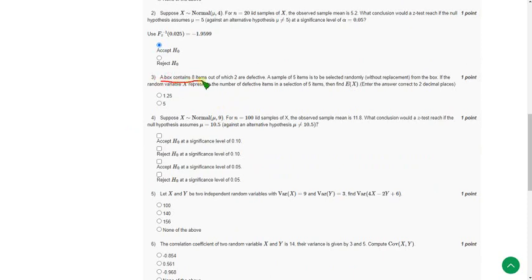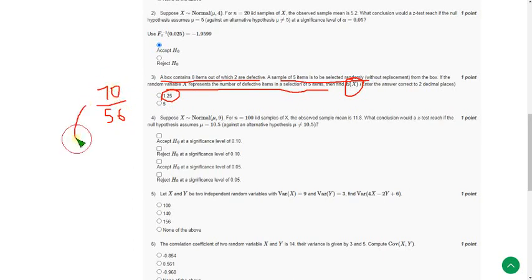A box contains 8 items out of which 2 are defective. A sample of 5 items is to be selected. The random variable x represents the number of defective items in a selection of 5 items. They are asking E of x. So the answer that I have got when I did this is option A, that means 1.25. Actually, the answer will come like this: 70 by 56, it is 1.25. So the first option is the correct answer.